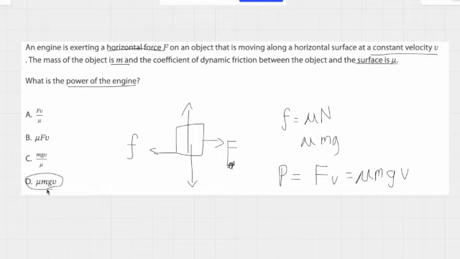This is one of the trickiest questions in the entire paper 1 exam because it combines both 8.2 and 8.3 together. So it's something that you'll have to watch out for on the exam.